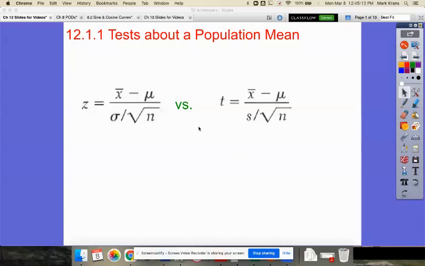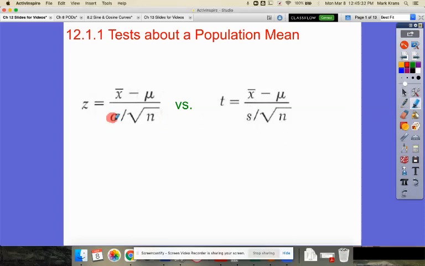All right. We are into chapter 12 where we will be performing hypothesis tests. Okay. And we're doing a test about a population mean. There's sometimes a z-test for means or sometimes a t-test for means. And the deciding factor is really rooted in this. Do you know the population standard deviation or not?